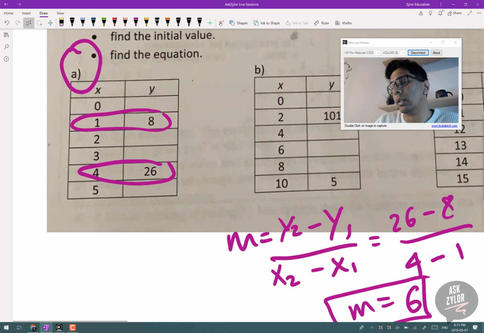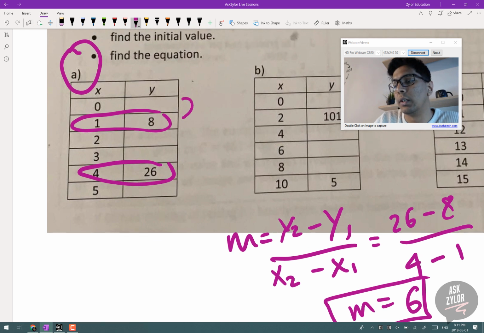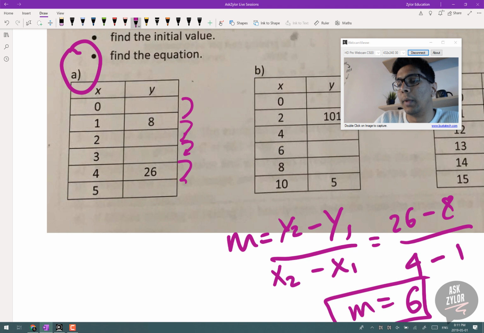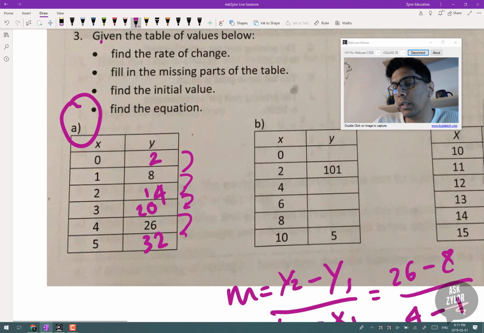What can I do with the slope? I can figure out how much it is changing from every value of my y. So to go from 8 to the next point, I'm going to add 6, and so on. So I have 14, and then I'm going to add 6 to that, so I have 20, and then I'm going to add 6 to the 26, so I have 32. But to go backwards, I'm just going to subtract 6 from my 8 to give me 2. So that's how I fill in the values.